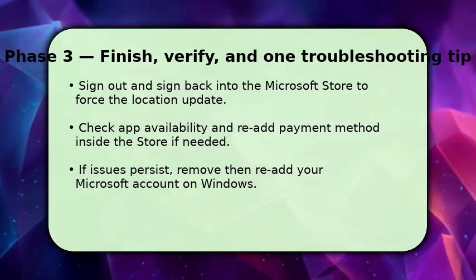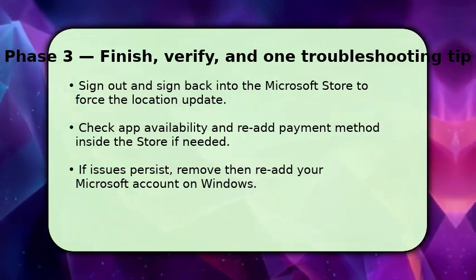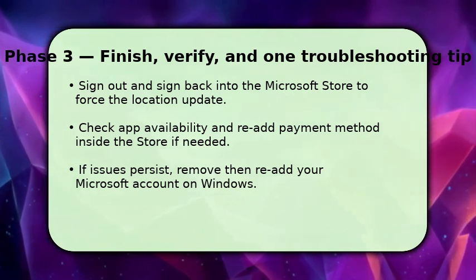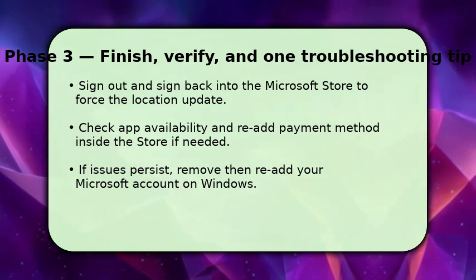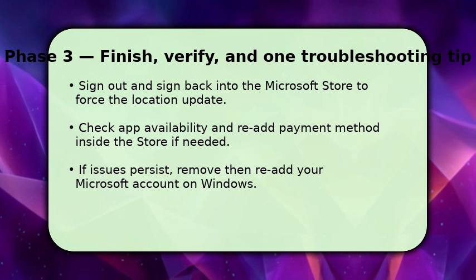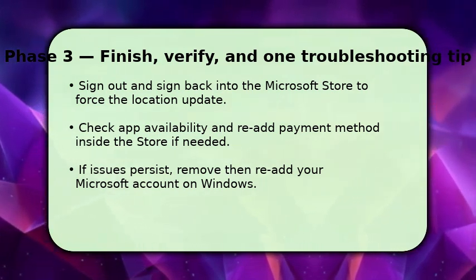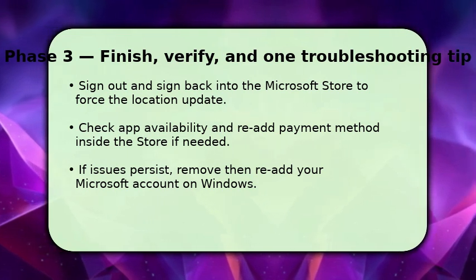This completes the switch. Check app availability and verify your payment method inside the store app, and then restart your PC to ensure everything syncs. If the location still won't change, remove the Microsoft account from Windows, reboot, and re-add it. That forces a fresh sync. If that fails, contact Microsoft support, but removing and re-adding the account solves most stuck region problems.